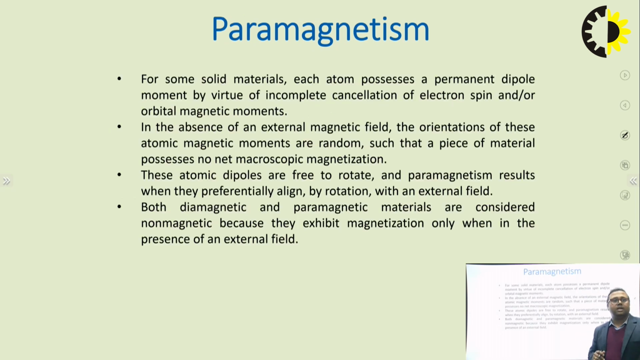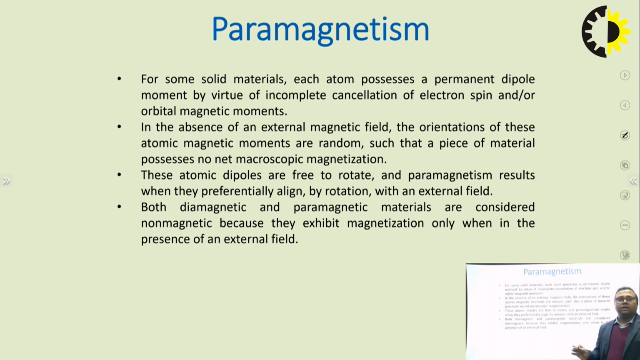Coming to the next type of magnetism, which is known as paramagnetism. For some solid materials, each atom possesses a permanent dipole moment by virtue of incomplete cancellation of electron spin or orbital motion. Electrons are generally in pairs, but in this case each atom possesses a permanent dipole moment by virtue of incomplete cancellation of electron spins. That's why, in the absence of an external magnetic field, the orientation of these atomic moments is random.